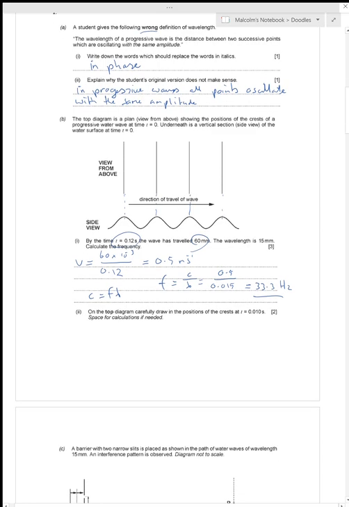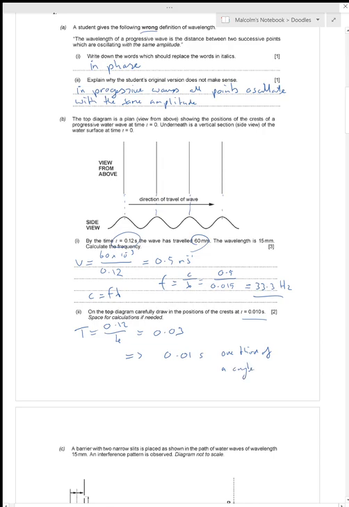On the top diagram, drawing the positions of the crests at t equals 0.01 seconds. So if we think about what the time period of this wave is, that's easiest done actually looking at the question before. When t is 0.12 seconds, it has traveled 4 whole wavelengths, so the time period is 1/4 of that. Or 1 over frequency, I suppose 1 divided by 33.3 is going to give us the same thing, which implies that 0.01 seconds is 1/3 of a cycle.